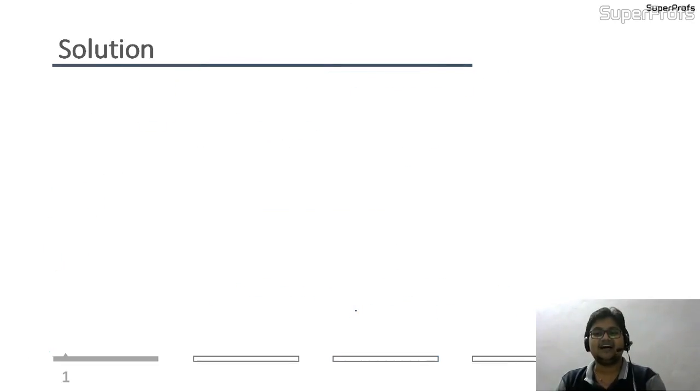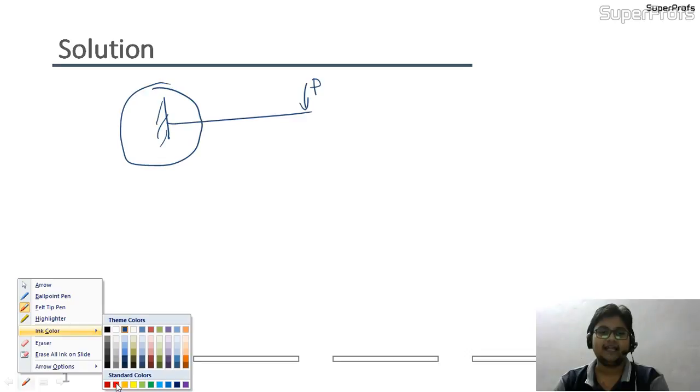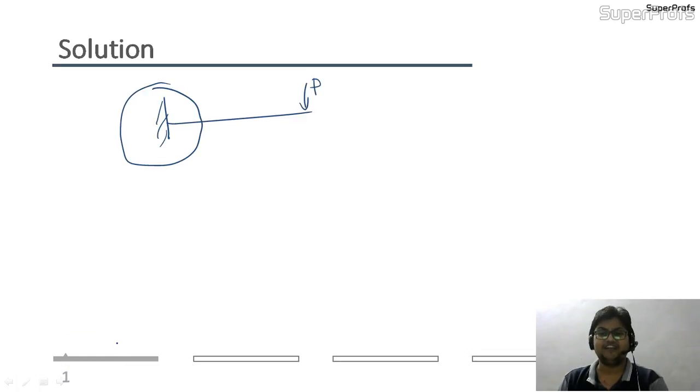In the solution part, I will first draw the free body diagram. The first step to draw the free body diagram is to remove all the external supports that the beam has. Like in our case, this was the fixed support and this was the point load. So first of all, I have to remove this part, and I will be drawing the free body diagram. The word free itself means that the body is free of any external supports and free of any external arrangement which is supporting that load.